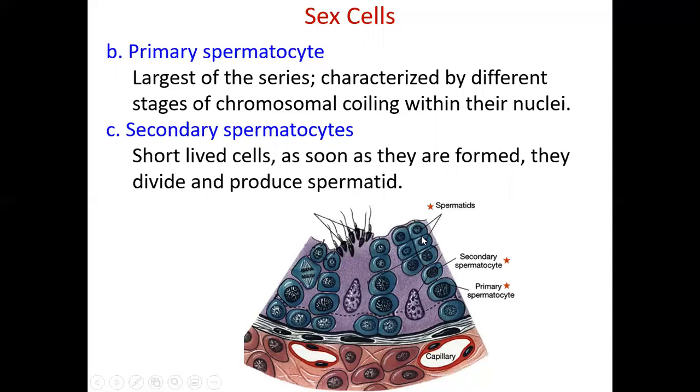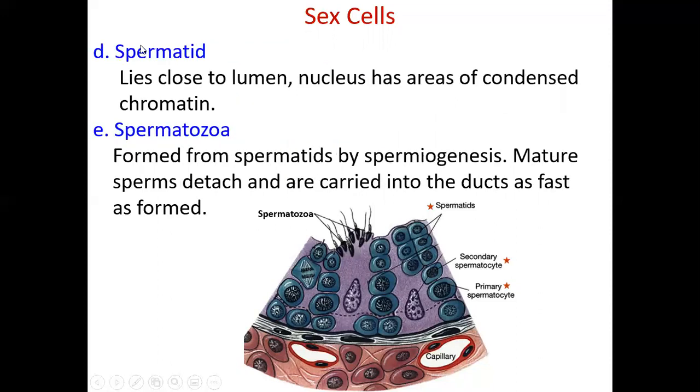Okay, this is the spermatid. If you see here, the spermatid lies close to the lumen, and the nucleus has areas of condensed chromatin. So the chromatin becomes condensed.